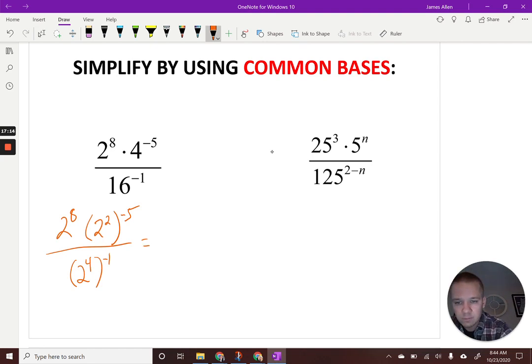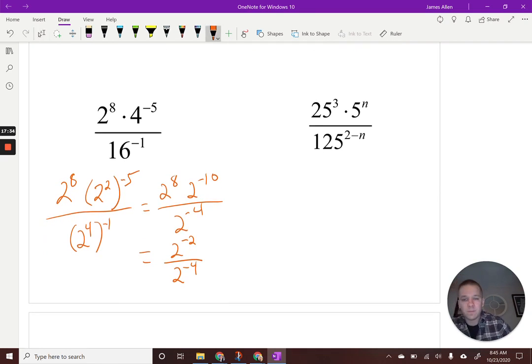We'd have 2 to the 8th, and then 2 to the negative 10th over 2 to the negative 4th. And now I can combine my numerator to be 2 to the negative 2nd divided by 2 to the negative 4th. And then lastly, we would have to subtract our exponents. Negative 2 minus negative 4 is negative 2 plus 4, which would be 2. And since my larger one is in the numerator, it's 2 squared, which equals 4. I am done. Bingo, bango.